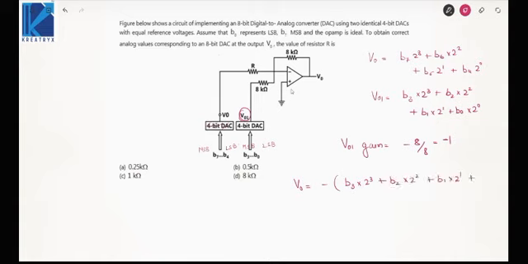But if you want to find out the correct decimal value, then with B7 we need 2 to the power 7. With B6 we need 2 to the power 6. With B5 we need 2 to the power 5. With B4 we need 2 to the power 4. That means each of them should be multiplied by 2 to the power 4.